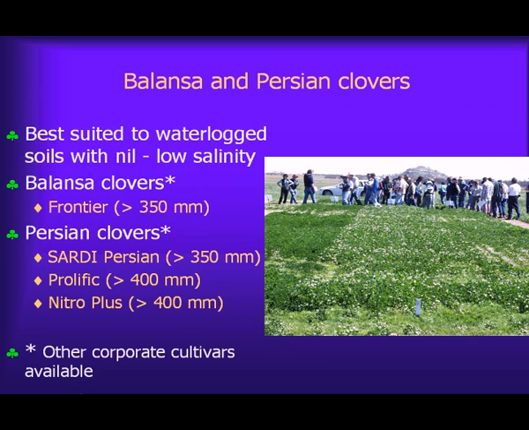Now, of the Balansa clovers, Frontier is the only one suited to lower rainfall areas. Of the Persian clovers, Sardi Persian, Prolific and Nitro Plus are suited to medium areas really, rather than low rainfall areas. And there are some other cultivars available.